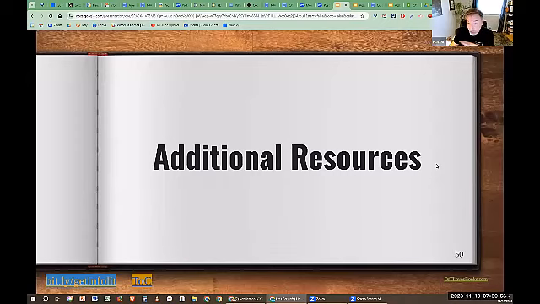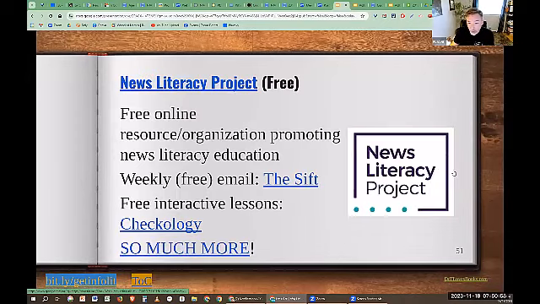So in addition to the lessons that are here, there are also a couple of other resources you might want to take advantage of. The News Literacy Project is an amazing free resource. Full disclosure, I am now a news literacy ambassador, and I am happy to talk about their stuff because I love it. It's free, and it's the highest quality free stuff I've ever seen in my life. It's the highest quality stuff I've seen on this topic anywhere, and it's free.